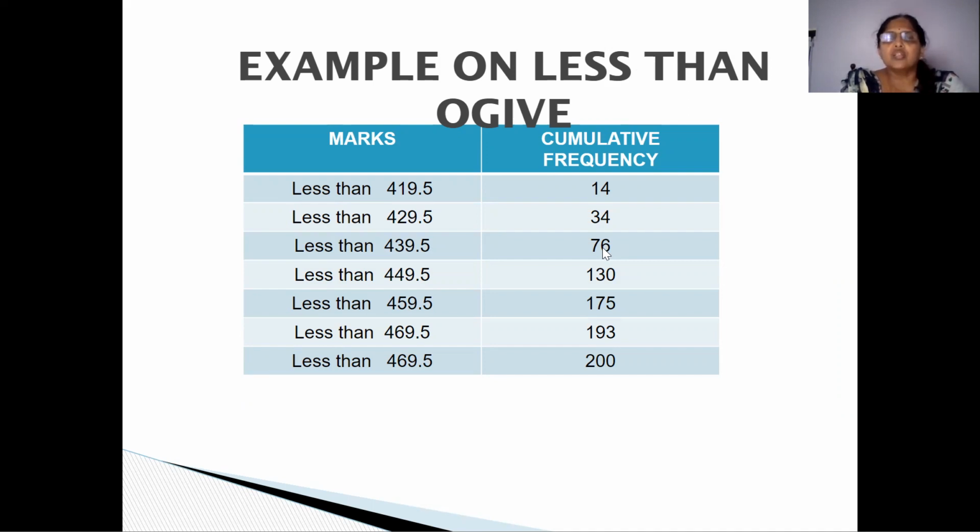Here it is given as less than 419.5, 429.5, 439.5, like this. So cumulative frequencies are given. How can we work this out? What is the procedure? In this problem, it is already converted. We have already told you that in the less than frequency, we are usually given the upper limit. We don't know the lower limit, so here we have to find out the lower limit of these class intervals.